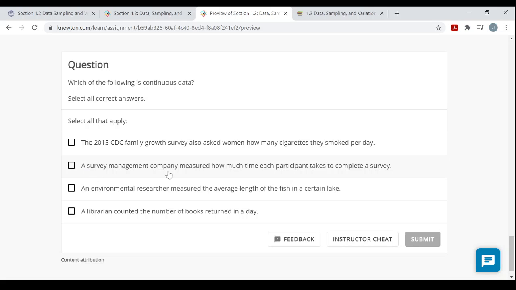A survey management company measured. The key word there is measured. If it's measured by some special tool, measured how much time each participant takes to complete a survey, that's continuous data. An environmental researcher measured the average length of the fish in a certain lake. That's also continuous data, those measurements. A librarian counted the number of books. Number of books is 0, 1, 2, 3. That's discrete. So just those two, the 2 and 3, are continuous data.